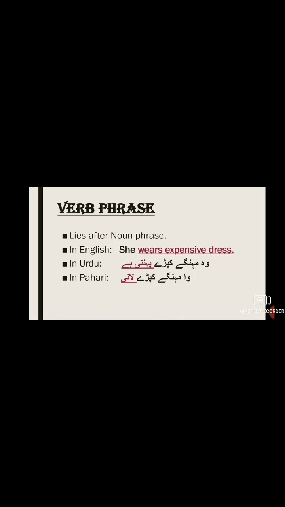If we see this structure in Pahari language, it is different from English in structure, but same as Urdu's structure. For example, वह महंगे कपड़े लानी. Lani, which is verb, like पहनती, or verb phrase comes at the end of the sentence. So by comparing English, Urdu and Pahari, we come to know that verb phrase has different position and structure in different languages.